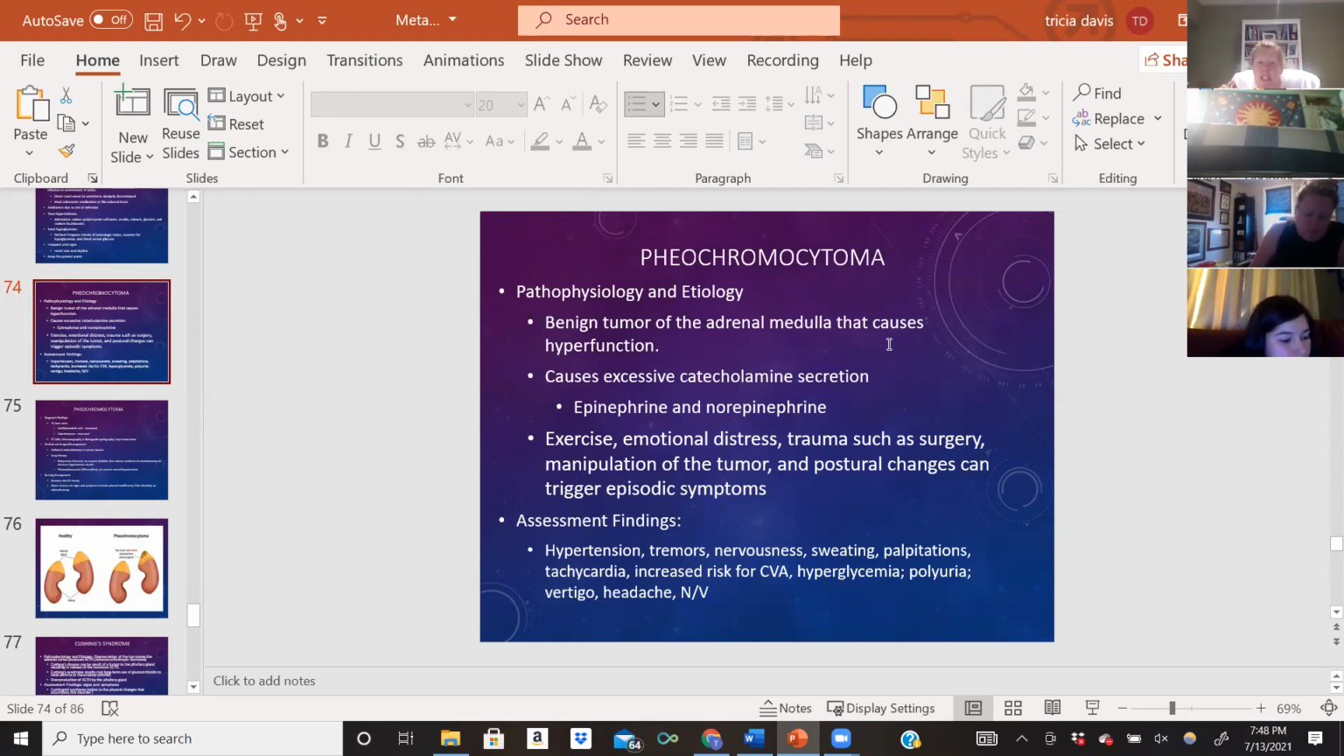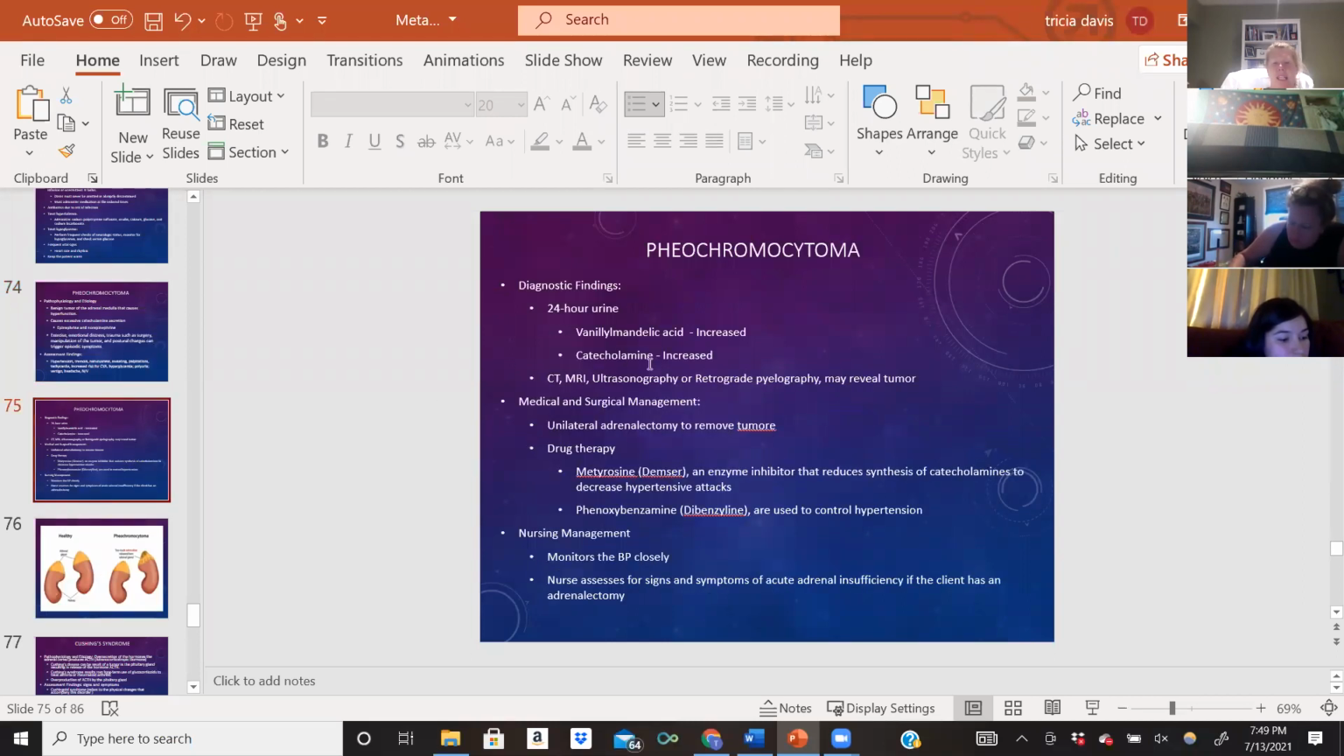Postural changes in a patient can trigger these symptoms. It can be exercise caused, and if the patient is under any kind of emotional distress. So assessment findings would be hypertension, tremors, nervousness, sweating, palpitations, tachycardia, increased risk for a cerebral vascular attack, so a stroke, hyperglycemia, polyuria, vertigo, headaches, and nausea and vomiting.